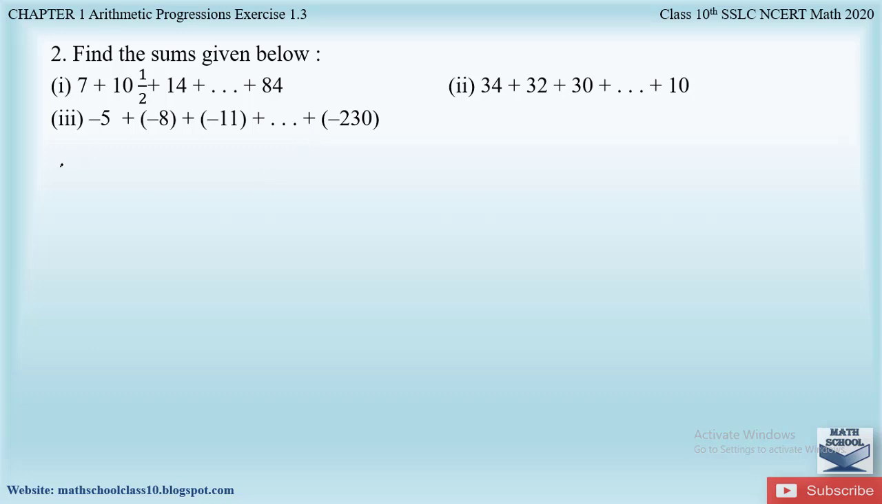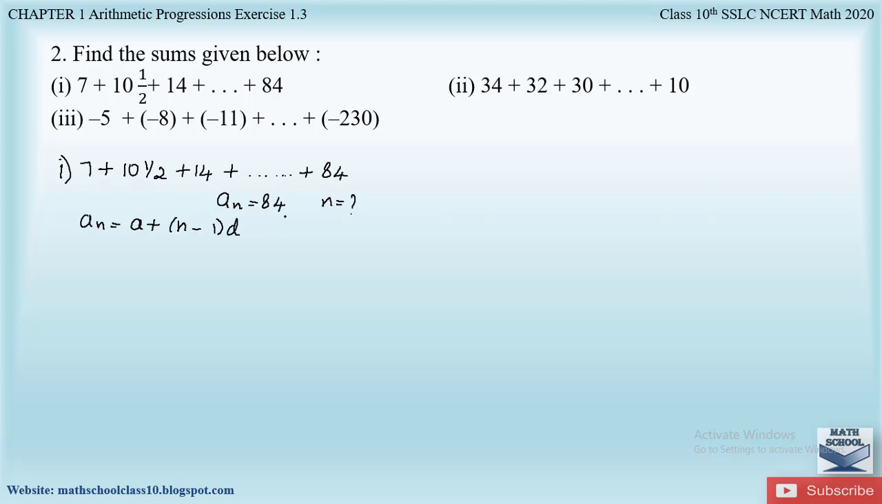So let us solve the first part of the question. It is given by 7 plus 10 1 by 2 plus 14 and so on, and the last term is 84. Therefore, the last term, or the nth term, an is equal to 84, and using this term we will find the n value first by using the formula an is equal to a plus n minus 1 into d.